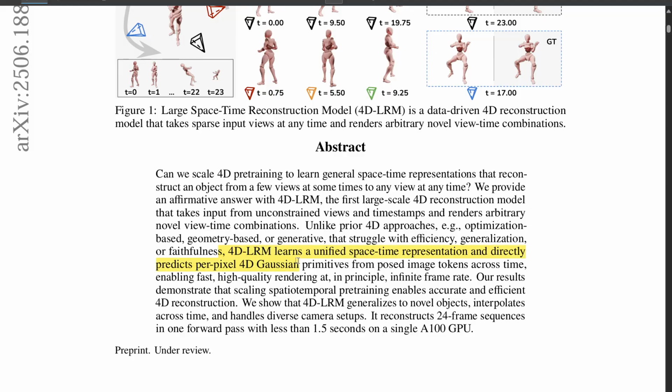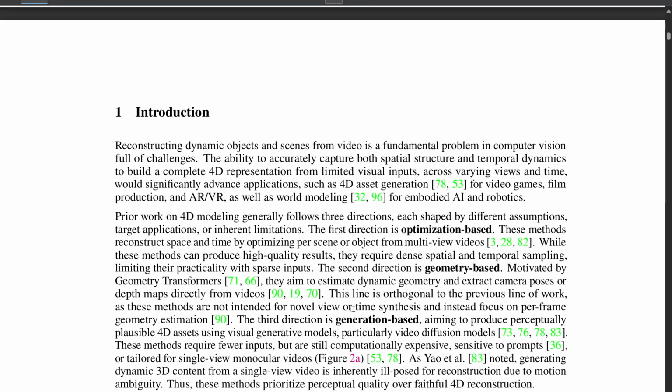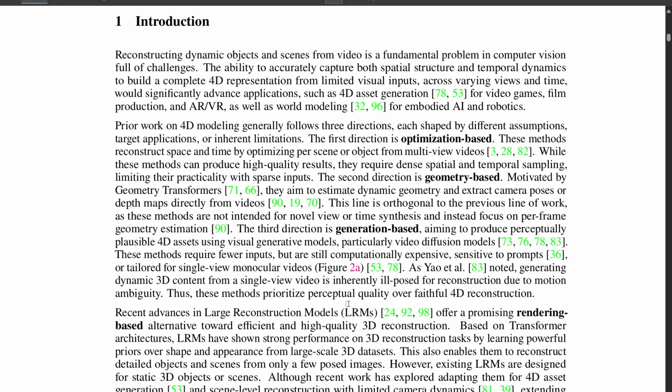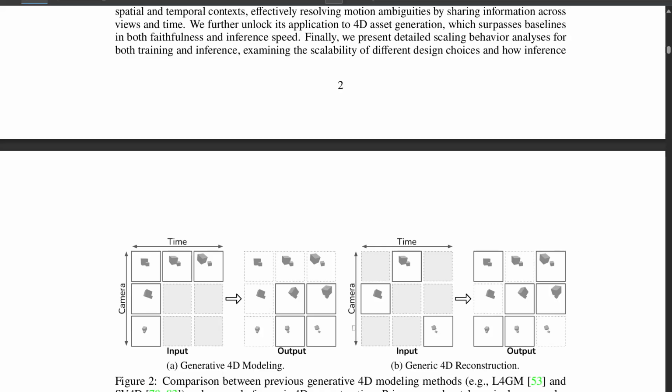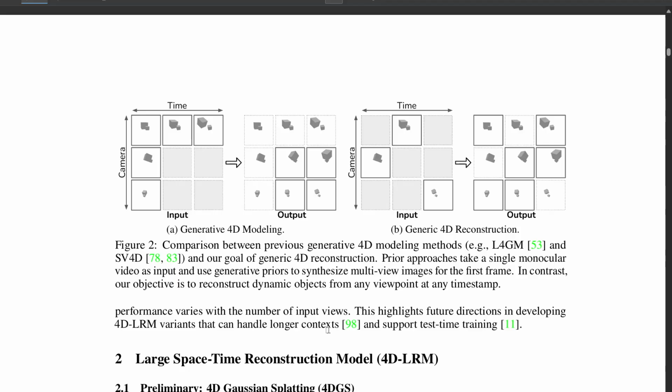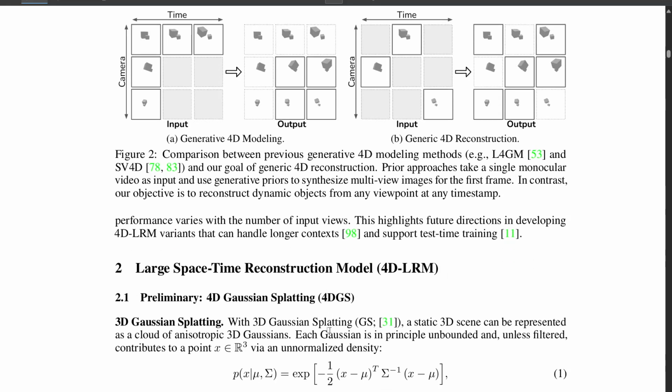So that's where these large reconstruction models, LRMs, started showing promise. Yes, exactly. LRMs offer this sort of rendering-based alternative. They learn from huge data sets to do efficient, high-quality 3D reconstruction. But mainly for static things. Primarily, yes. Existing LRMs were mostly for static 3D objects, extending them to general 4D reconstruction, especially when dealing with sparse views from different cameras and maybe missing timestamps. That was proving incredibly challenging.